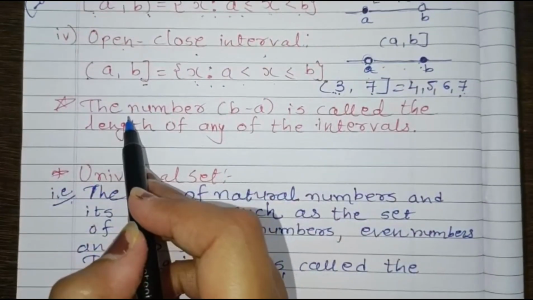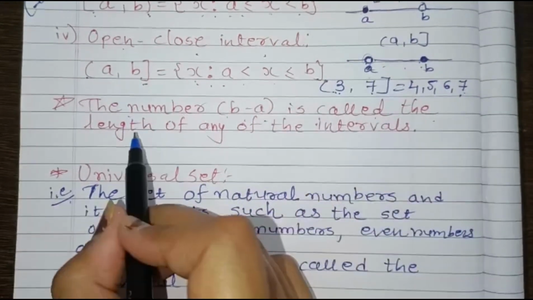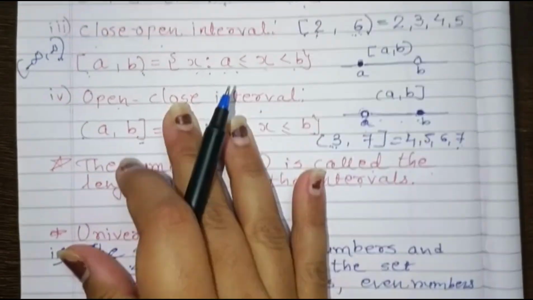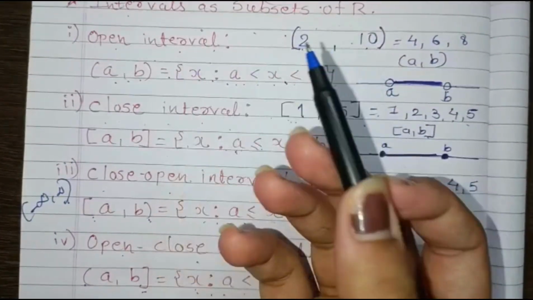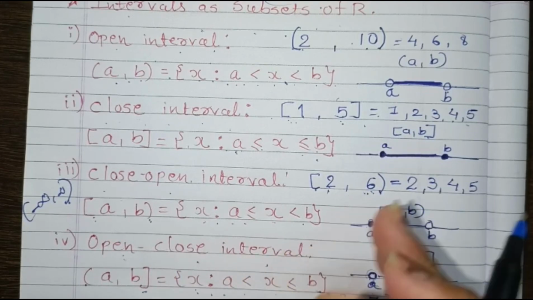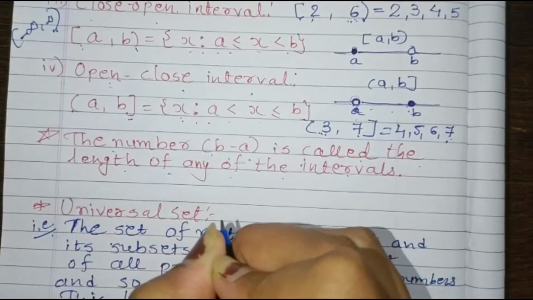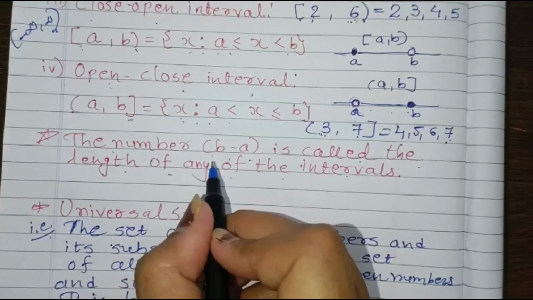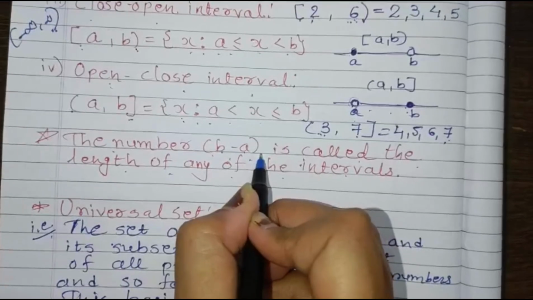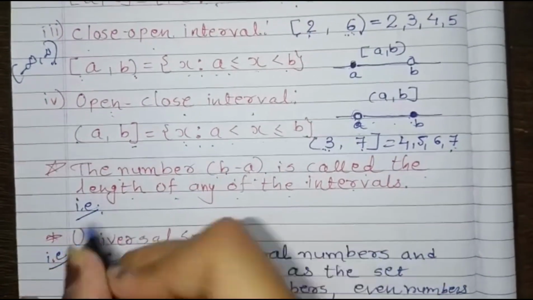Next, the number b minus a is called the length of any of the intervals. Any of the intervals means these 4 intervals, whether it is open, closed, closed-open, or open-closed. If you want to find the length of any interval, you can just take the difference, b minus a.